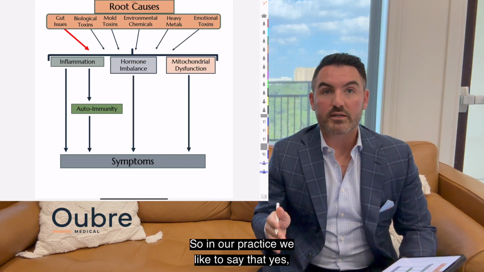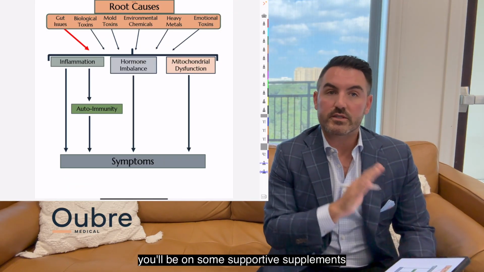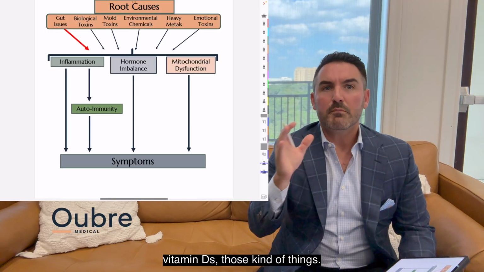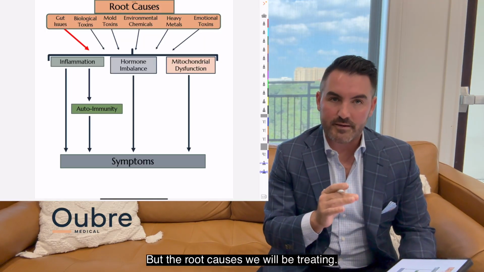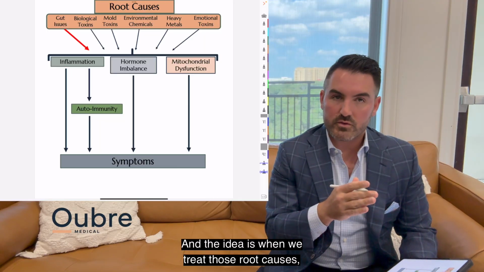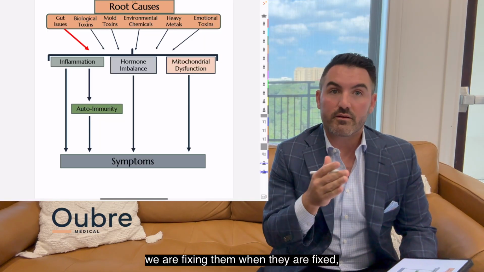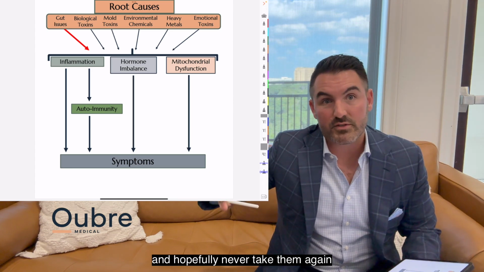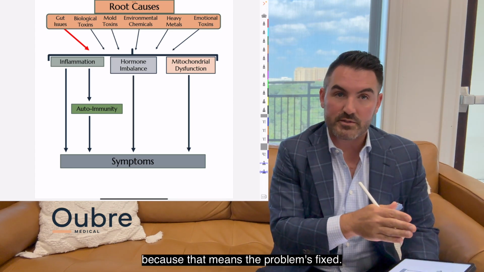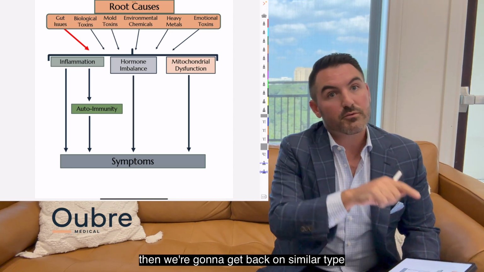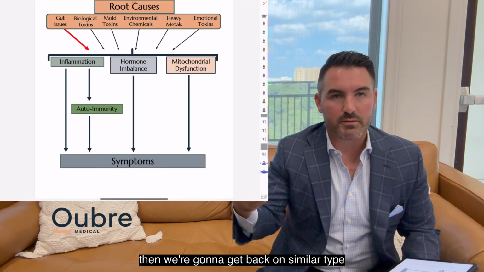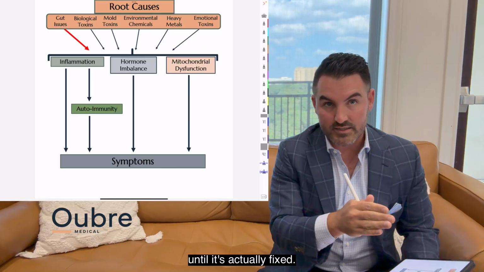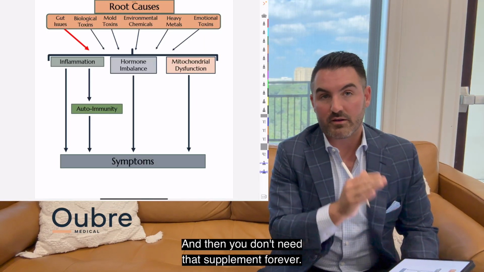So in our practice, we like to say that yes, you'll be on some supportive supplements that you'll just be on for life, fish oils, vitamin Ds, those kinds of things. But the root causes we will be treating, and the idea is when we treat those root causes, we are fixing them. When they are fixed, you're going to completely come off of those supplements and hopefully never take them again, because that means the problem's fixed. And if it's not fixed, then we're going to get back on similar type supplements to fix the problem, and we're going to keep fixing that problem until it's actually fixed, and then you don't need that supplement forever.